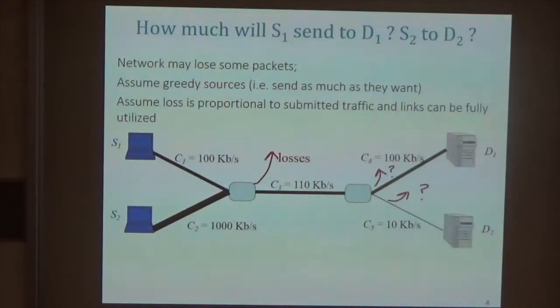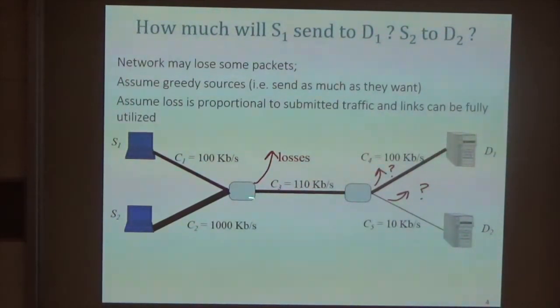Let's start with a very simple example. Assume I have two sources sending to two destinations over this small network that has 5 links of different capacities. The middle link is at 110 kilobit per second. This link is at 100, this one at 1000, this one at 100, and this one at 10. S1 is sending to D1, S2 is sending to D2.